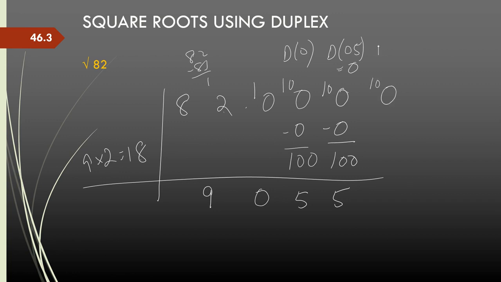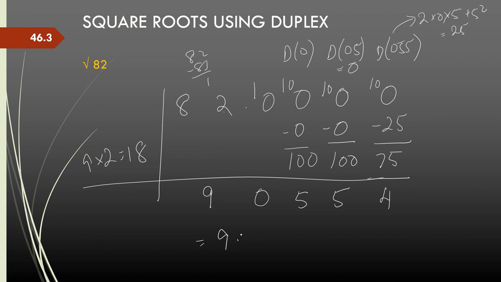And here it will be d of 0 5 5, which is 2 into 0 into 5 plus 5 square, which is 25. So, 100 minus 25, this is 75. 75 over 18 is 4, 18 4s are 72, and it will carry on. So, this will be 9.055. If I want more decimals, I can write. So, that is square root of 82. If I want more decimals, I keep calculating to however many decimals I want.